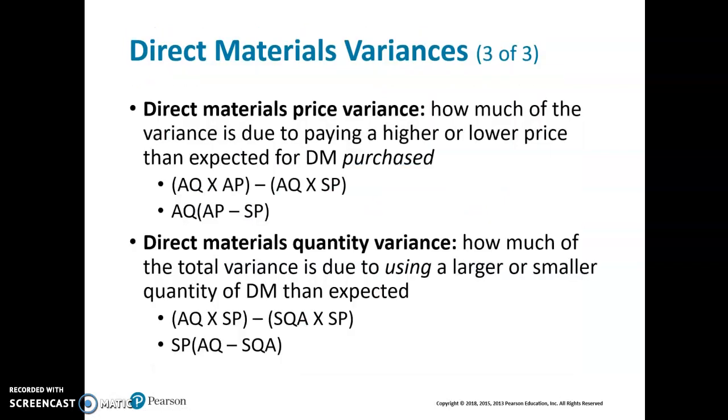But there are a couple things that are different here. The direct material price variance is how much of the variance is due to paying a higher or lower price than expected for material purchased. Whereas direct material quantity variance is how much of the variance is due to using a larger or smaller quantity of direct material than expected. So price variance is based on what's purchased, and direct material quantity variance is based on what's used.